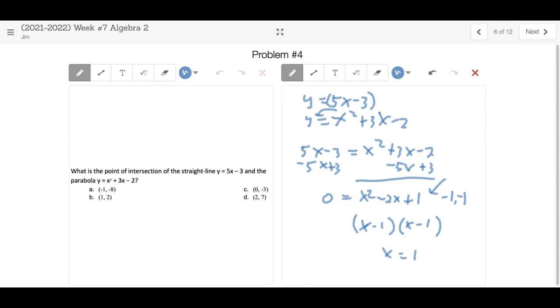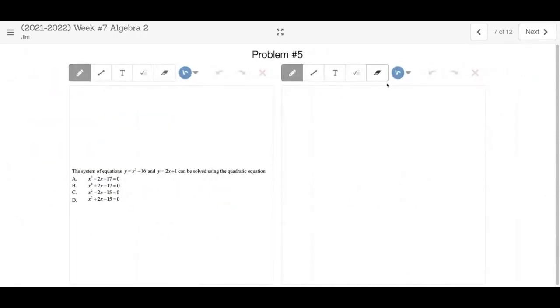Oh, awesome. You check decimals. Okay, and see how easy it is to use decimals to check yourself? It's so easy. Okay, problem number 5.